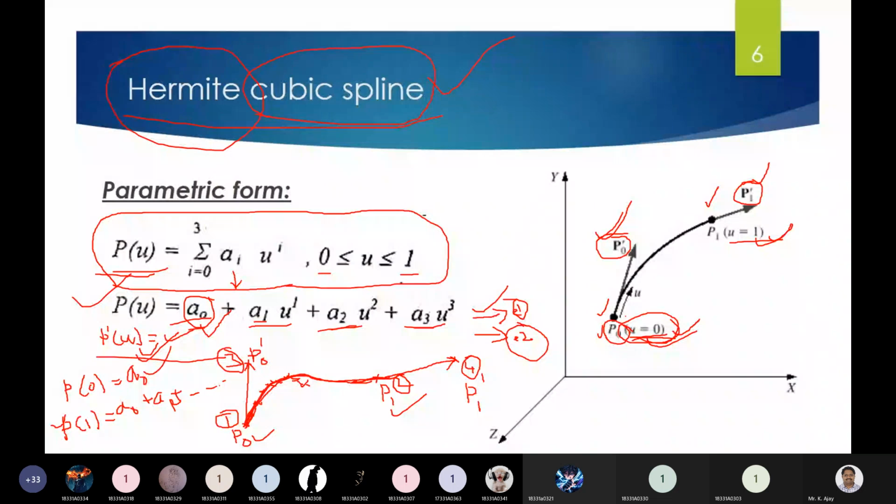The parametric equation of Hermite cubic spline is P of u equal to sigma i equal to 0 to 3, because it's a cubic spline, a_i u to the power of i, where u varies from 0 to 1. The expansion of this sigma form is nothing but P of u equal to a0 plus a1 u plus a2 u square plus a3 u cube. That's the expansion.